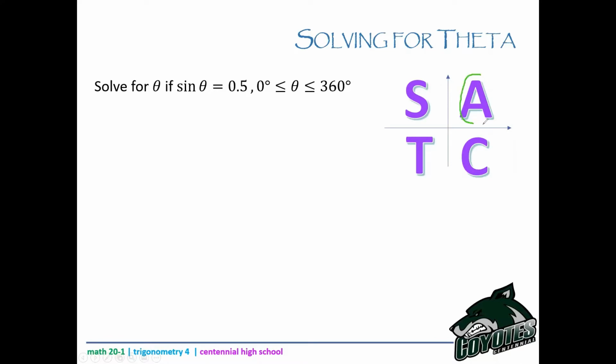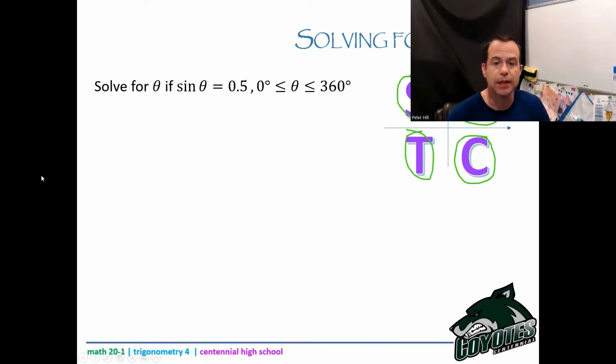In quadrant 1, I have an A. A stands for all, so all ratios are positive in quadrant 1. In quadrant 2, only sine is positive, which means cos and tan are negative. In quadrant 3, only tan is positive. The reason tan is positive is because you have a negative x value and a negative y value, and when you divide those together, you get a positive. And in the 4th quadrant, only cosine is positive. So the CAST rule quickly tells us who's positive in what quadrant.